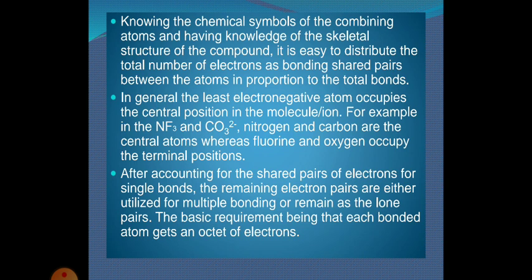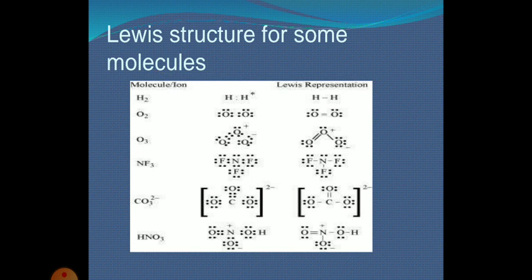After accounting for the shared pair of electrons, for single bonds, the remaining electron pairs are either utilized for multiple bonding or remain as lone pairs. The basic requirement being that each bonded atom gets an octet of electrons. Now here are some Lewis structures for some molecules.